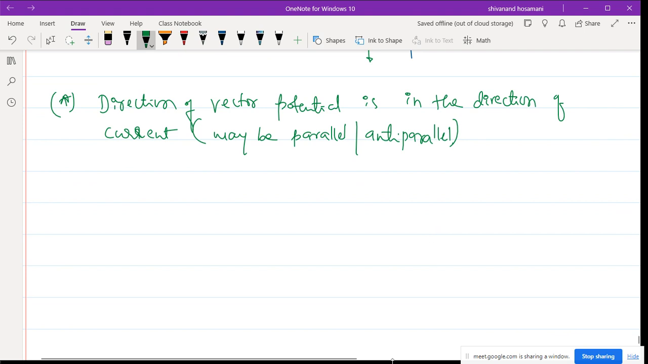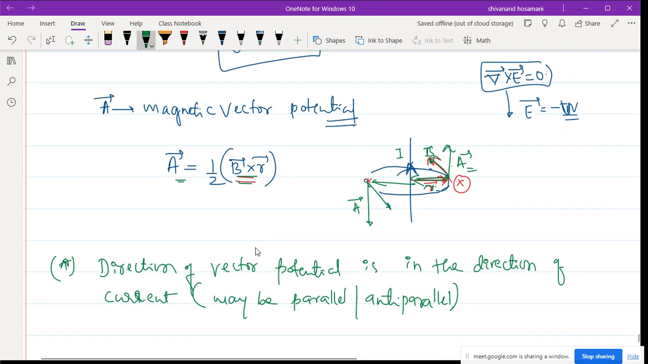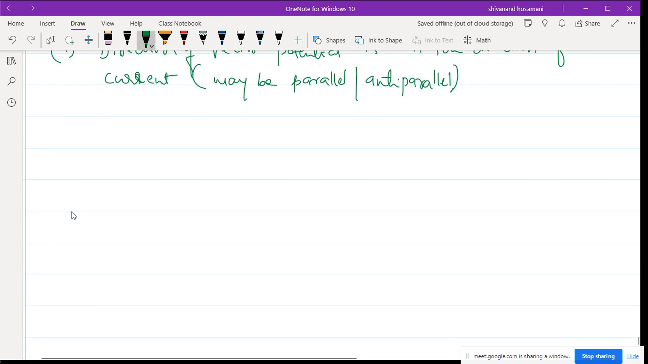If you know the magnetic field and its position vector, taking the cross product divided by 2 gives you the magnetic vector potential. Even this same magnetic vector potential can be defined for a magnetic dipole. Both south pole and north pole separated by a certain distance is nothing but a dipole. This is called a magnetic dipole.